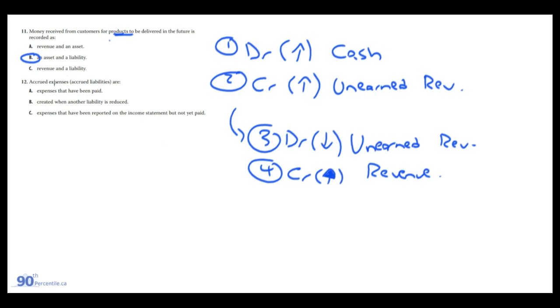Moving on, accrued expenses or accrued liabilities are expenses that have been paid, created when another liability is reduced, or expenses that have been reported on the income statement but not yet paid. So yeah, that's exactly what it is, right? Easy example of accrued expenses would be something like this.